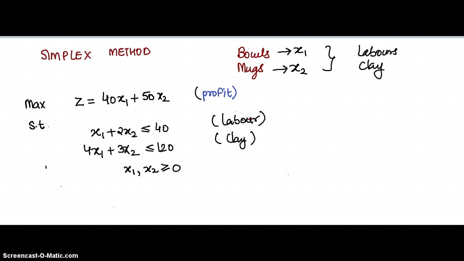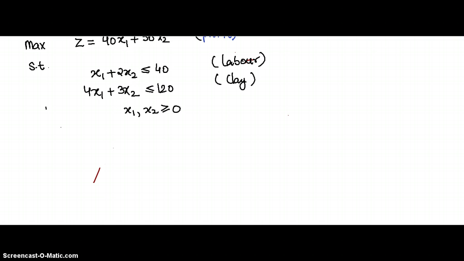The first step involved in any linear programming problem is to convert it into standard form. As we already know, standard form is a form in which all the constraints are represented as equations and the objective function is of maximization type. So first we consider the constraint for labor. This is x1 plus 2x2 less than or equal to 40.